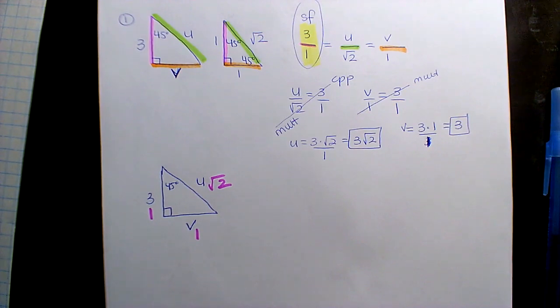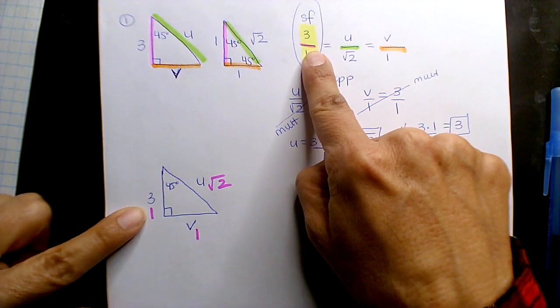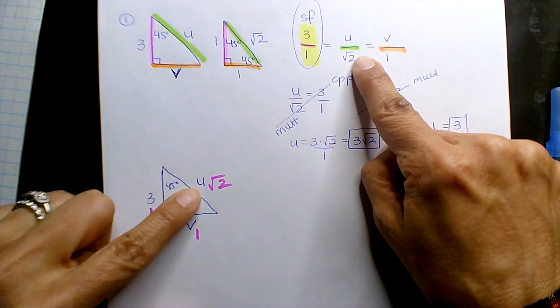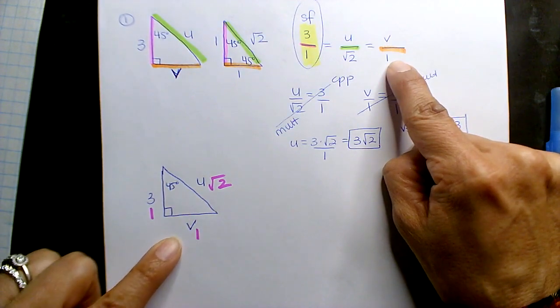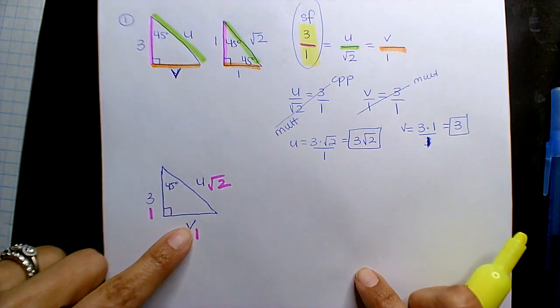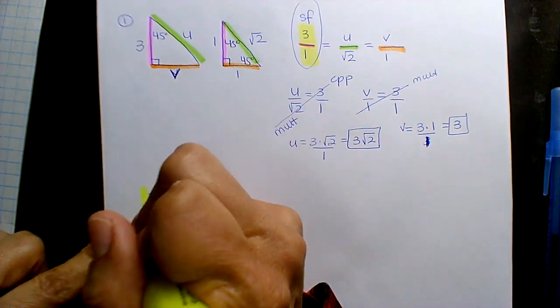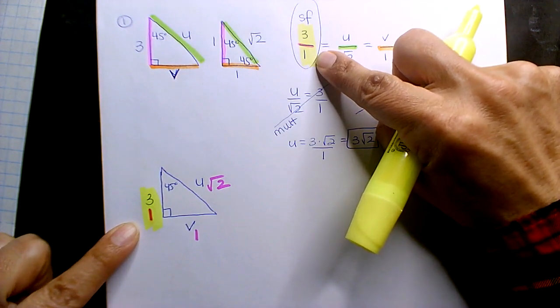Okay, your statement of proportionality. See how it's 3 over 1. There's kind of my 3 over 1. U over rad 2, U over rad 2, V over 1, V over 1, right? One of these is your scale factor. It's the side that has 2 numbers. This is a letter. That's a letter. This is your scale factor. Just like here, right?